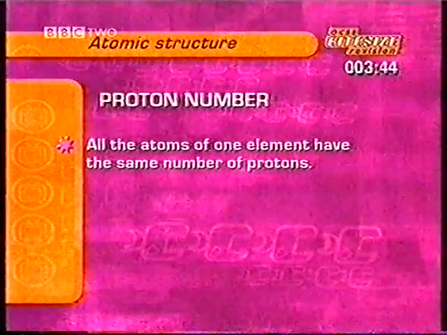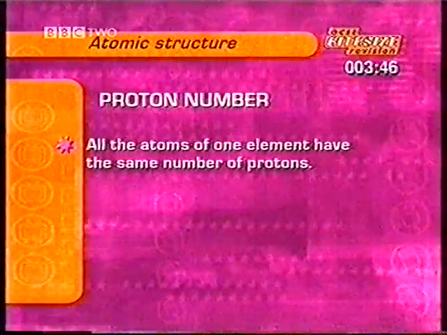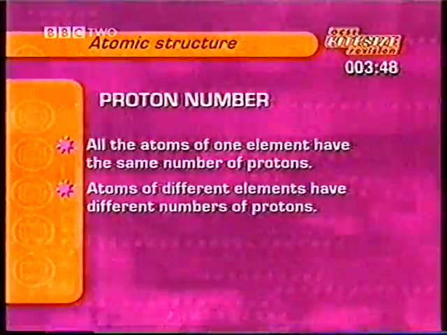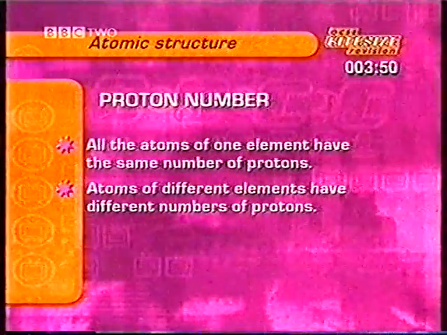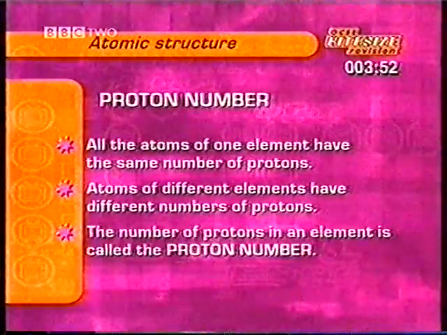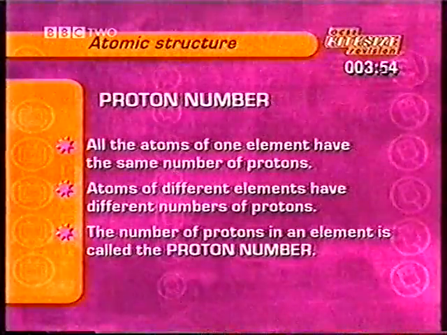All the atoms of one element have the same number of protons. Atoms of different elements have different numbers of protons. The number of protons in an element is called the proton number.